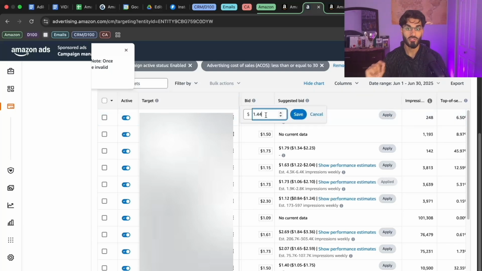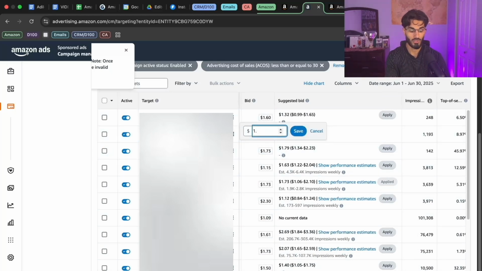Now, I don't want to use the coefficient here because that will boost it up too high. We don't want to boost our bid up so high, especially if we're already converting well. So what I typically recommend is applying at least a 10 to 15 to 20% increase in your bid. So if I'm at 1.44, I want to gradually increase it to 1.6 because we're already converting well for it. Next one, 1.5, gradually increase it to 1.65.